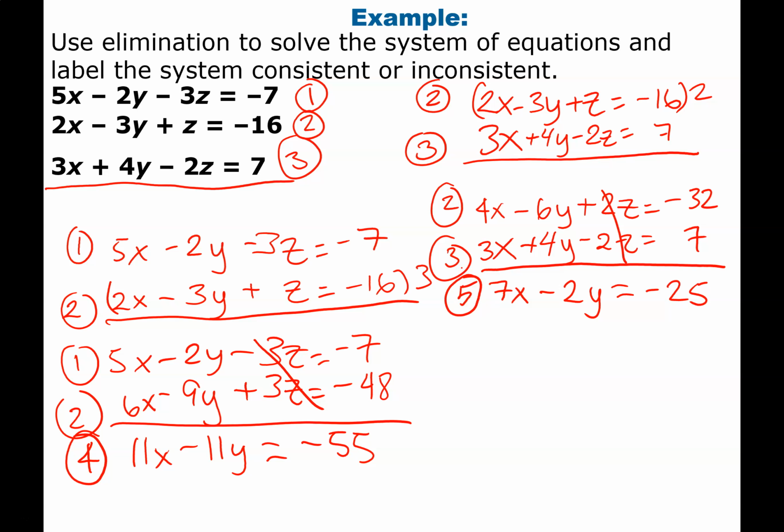Okay. Now what we're going to do is we're going to join forces. We're going to take equation 4 and equation 5 and eliminate the x's or the y's because those two are smaller. And now we're able to determine what the x or the y will be by doing that. And you'll see what I'm talking about in the next slide.